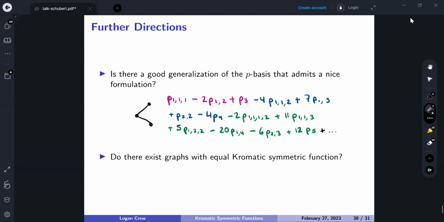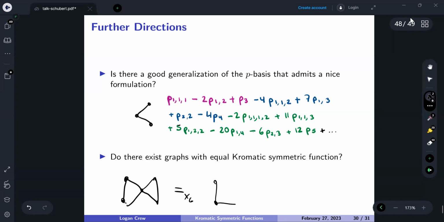And a reasonable question to ask is, do there exist graphs with equal K chromatic symmetric function? There certainly exist graphs with equal normal chromatic symmetric function, the smallest example being these. But these do have non-equal K chromatic symmetric function. And it's actually not hard to see this either.